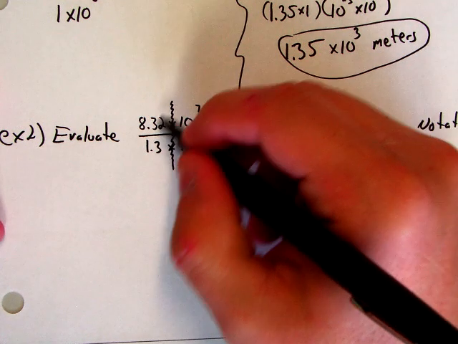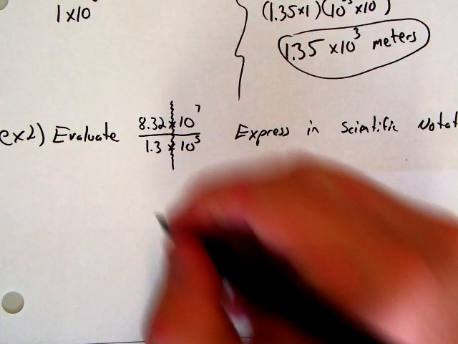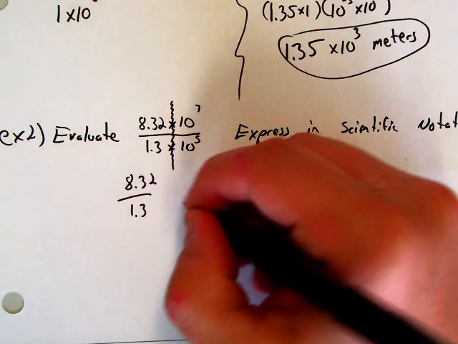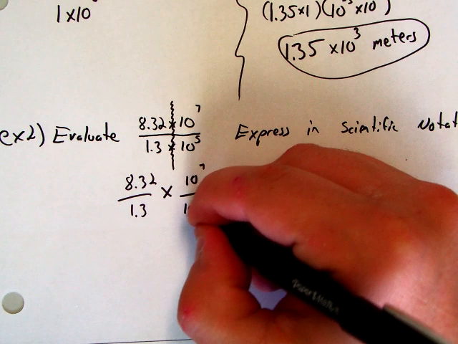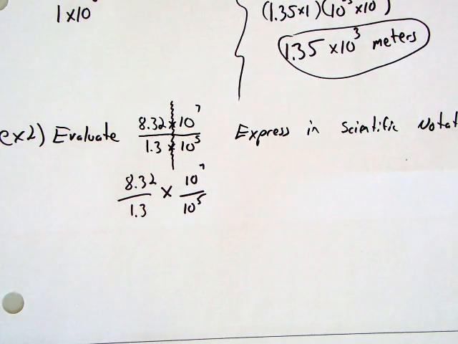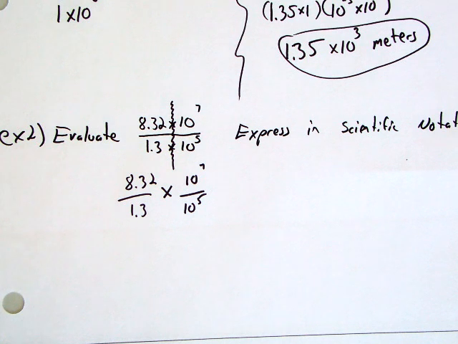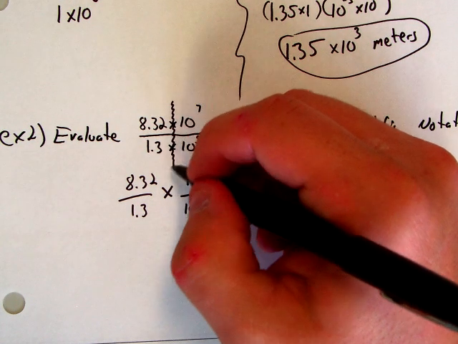I'm going to treat this as two separate problems. I'm going to treat this as 8.32 divided by 1.3 times 10 to the 7th divided by 10 to the 5th. And the reason why I can do that is because when I start dividing numbers, those two numbers are the same. They're right on top of each other.